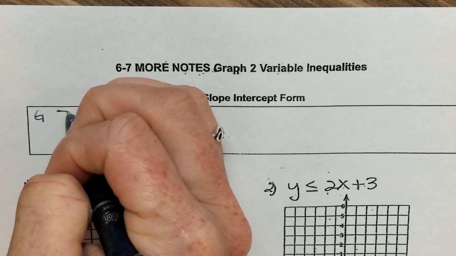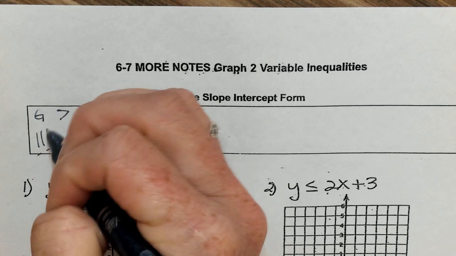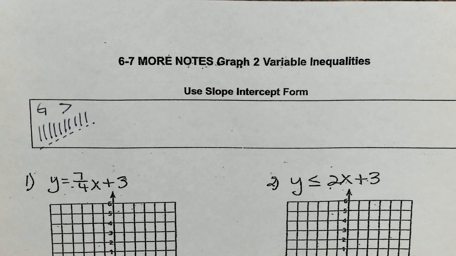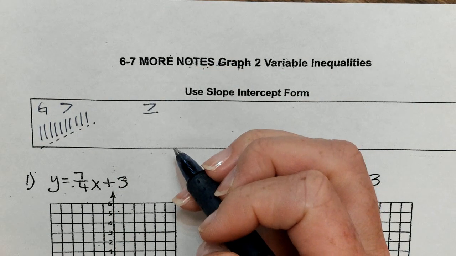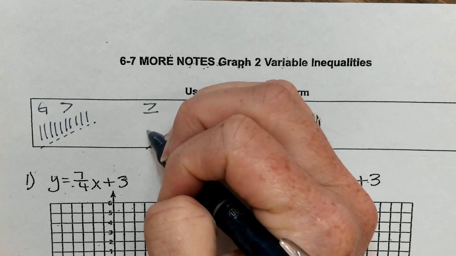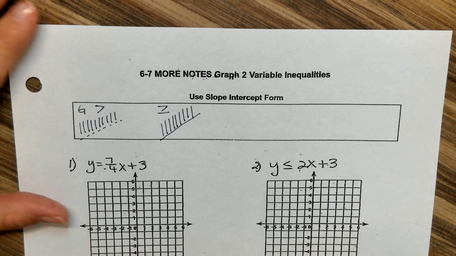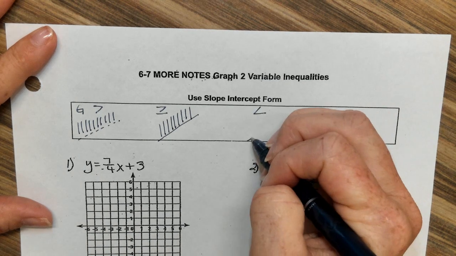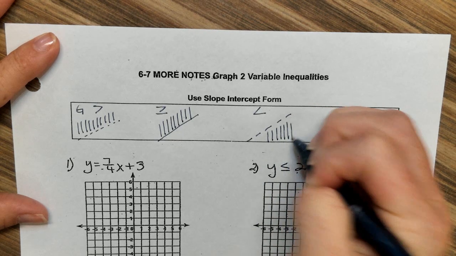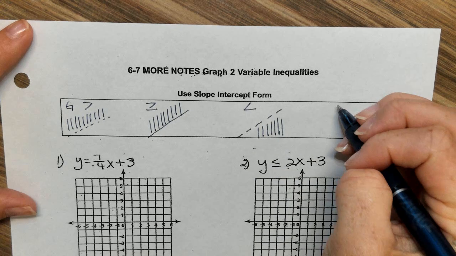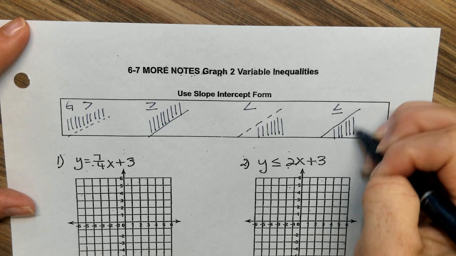This is greater than. For greater than, it's a dashed line, and you shade where? Above. For greater than or equal to, what's the difference? Solid. Solid line, still shaded above. Less than, dashed line, shaded where? Below. And less than or equal to, solid line, shaded below.